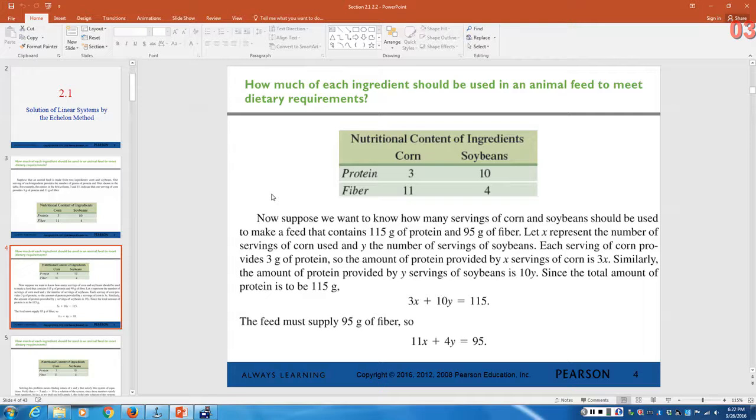The feed also has to supply 95 grams of fiber, so we'll use the second row, and since each corn unit contributes 11 grams of fiber, we have 11x, and we're going to mix it with soybeans, 4 units of soybeans, and Y is going to represent how many units of soybeans that we need, and that has to total up to 95. Now, before I go any further, I know I started you off on a word problem, because that's what this is good for.